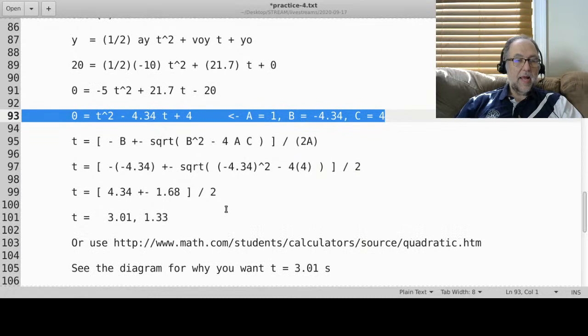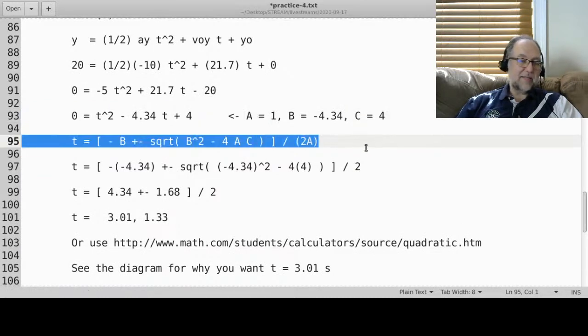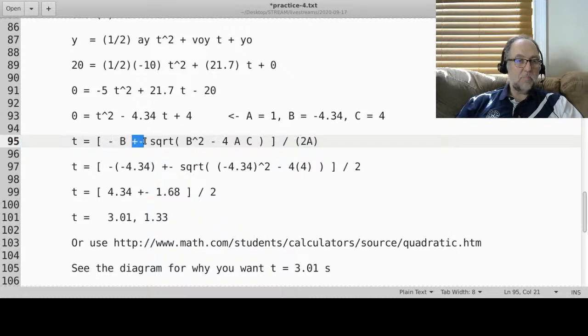Okay? And the quadratic equation looks a little funny in the text editor here, but I think you can read it. It's -b plus or minus, because there's always two solutions with a quadratic, -b plus or minus the square root of b squared minus 4ac, all of that divided by 2a. Okay, and then substituting in the numbers.